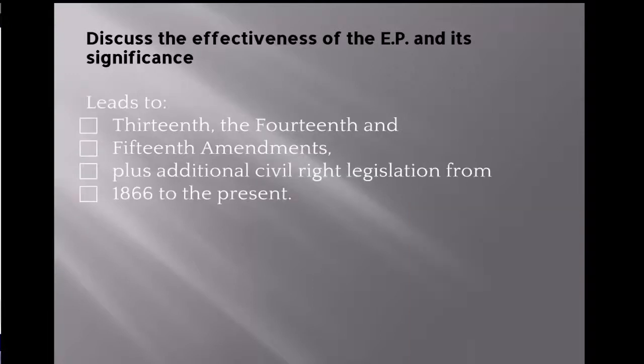But despite all of this, what is significant about the Emancipation Proclamation is it initiates a political conversation that will continue after the war is over, and this conversation will lead to debate, and it will lead to the 13th Amendment to the Constitution in 1865, which is the abolition of slavery in the United States. It will lead to the 14th Amendment in 1868, which guarantees citizenship for all natural-born citizens. And it will lead to the 15th Amendment in 1870, which guaranteed that any natural-born citizen in this country, their freedom to vote would not be infringed. Plus, it's going to lead to additional civil rights legislation from 1866 all the way to the present, right?